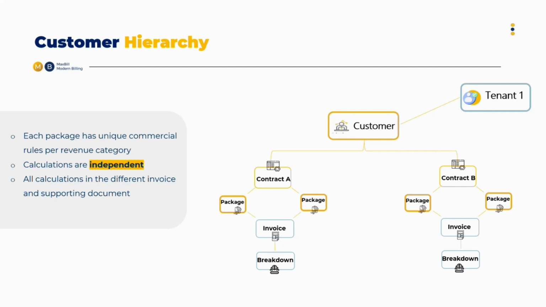However, invoicing can be structured per contract. So Contract A generates one invoice consolidating all its packages, with a detailed breakdown. Contract B generates its own invoice and supporting documentation. Each invoice clearly shows revenue basis, applied percentages or tiers, adjustments and deductions. This structure allows you to separate commercial logic at the package level, while consolidating financial output at the contract level. You maintain flexibility in configuration and clarity in billing presentation.